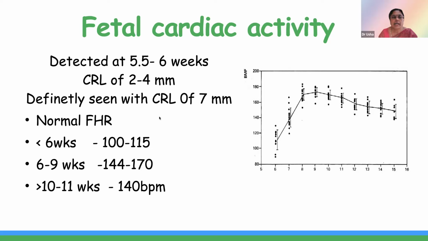The normal fetal heart rate is slow to begin with. Before 6 weeks, it's about 100 to 150. It increases and shoots up to 140 to 170 around 6 to 9 weeks. And then once the sympathetic and parasympathetic system matures, after 10 to 11 weeks, it settles down to 140 beats per minute.